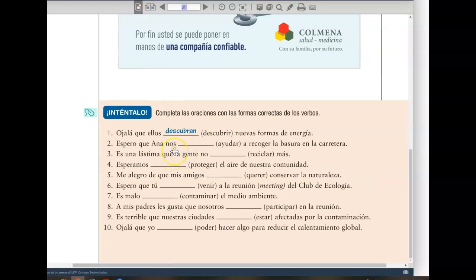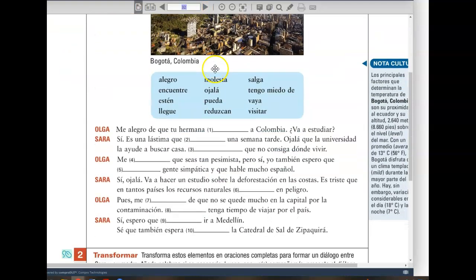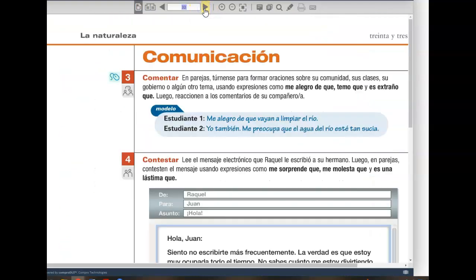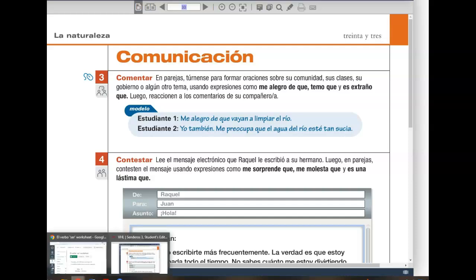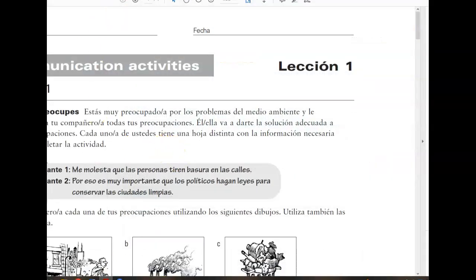We completed the inténtalo at the very bottom of page 31, and then we pivoted over to expressions that require the subjunctive in activity 3. You guys made some statements toward the very end of class, talking about one thing that you're happy about in general going on in your life, one thing you're fearful for, and then one thing that you find strange or interesting, I guess you would say. And this is where we last left off. I gave you a handout also. It looks like this.